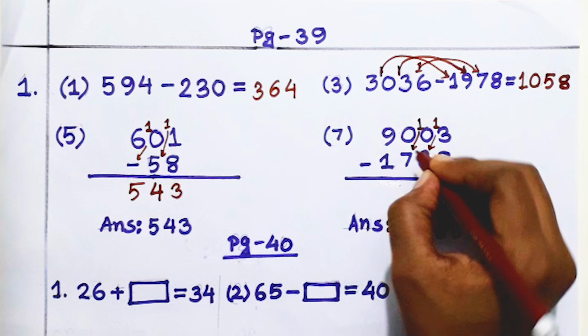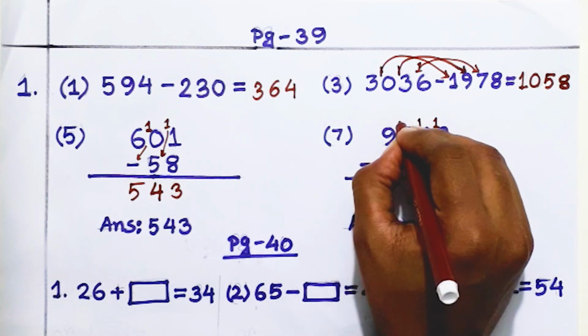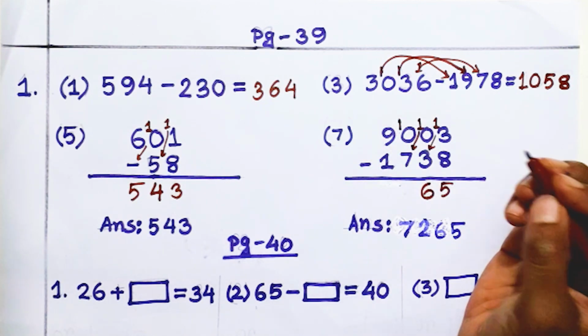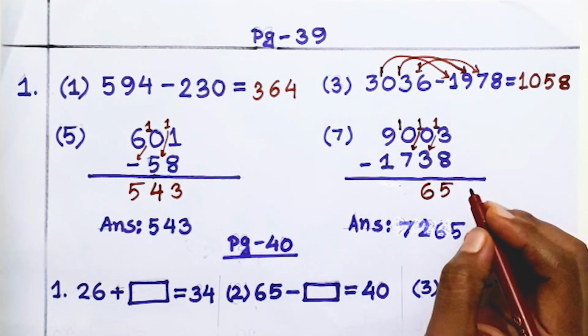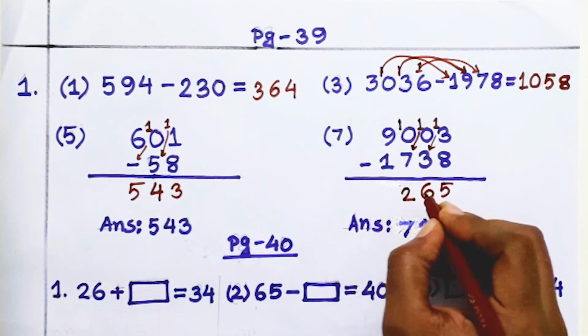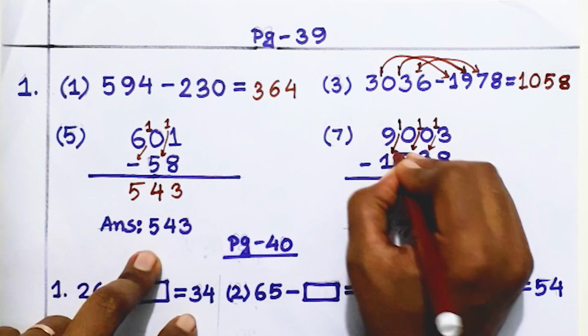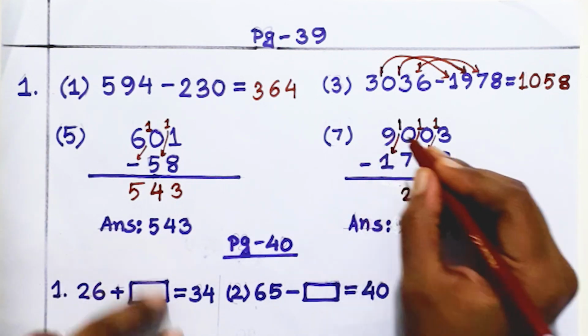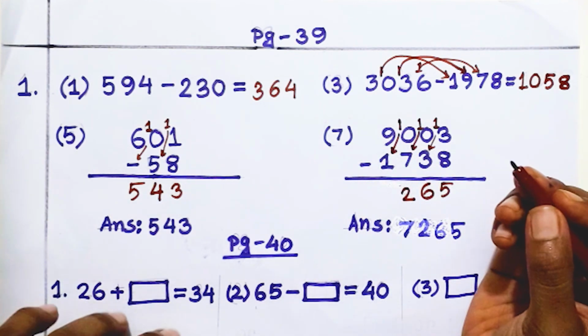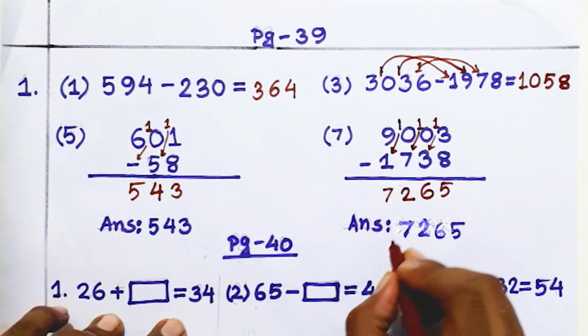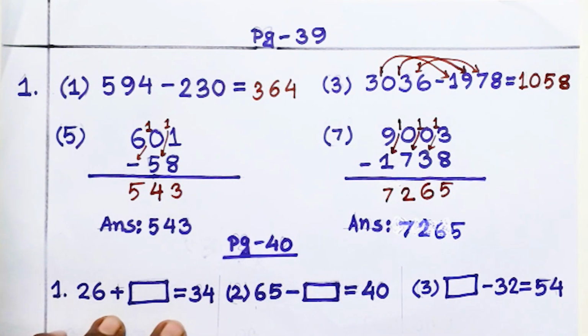This one again came here. It will make 8 and we will count here 1. It makes 10. 10 subtracted 8 is equal to 2. Now again this one came here, it will make 2. 9 subtracted 2 is equal to 7. So the answer will be 7265.